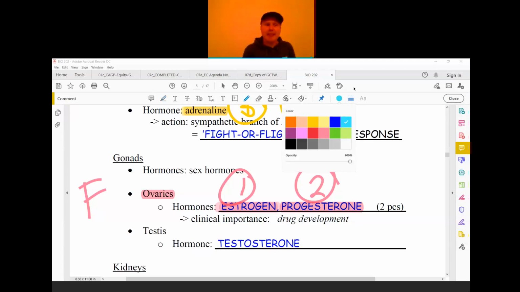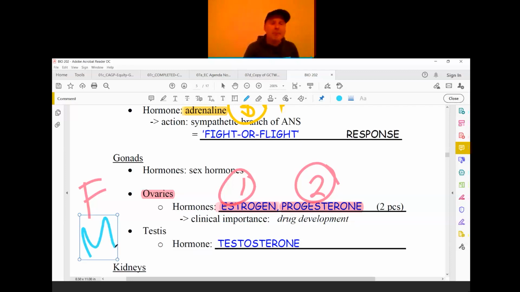Let's have a look at the males. The male primary sex organ is, of course, going to be the testes. So what do testes do? They do produce sperm, but in addition to that, they produce, especially, the important hormone that we're going to look at, which is testosterone.